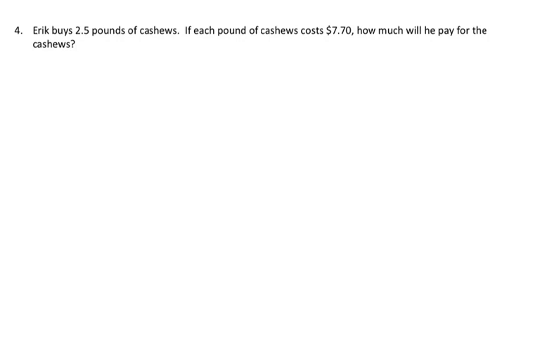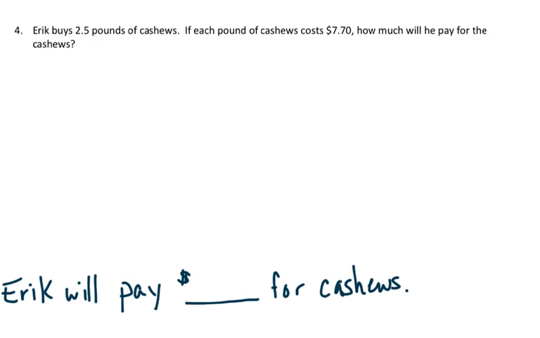Eric buys 2 5/10 pounds of cashews. If each pound of cashews costs $7.70, how much will he pay for cashews? So what we're going to do is take our 2 5/10 pounds of cashews and multiply it by $7.70. But before we do that, let's write our target sentence. And that reads, Eric will pay blank dollars for cashews.